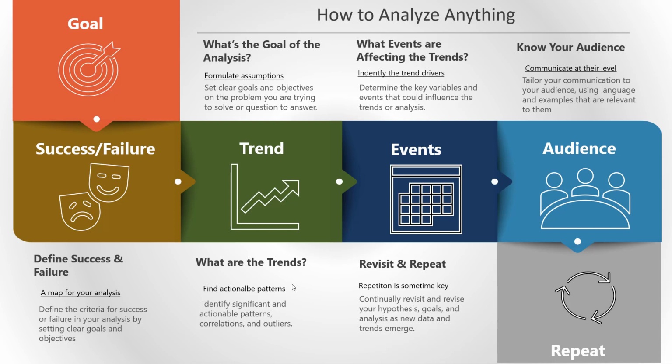Then we want to understand what are the trends. This is going to allow us to find actionable patterns and identify any significant correlations or outliers that may be important to our business. That leads to us knowing what events drove those trends. And that's going to allow us to look for those key variables in our data. Then we want to make sure we understand the audience that we're delivering our insights or results to and tailor our communication so that the audience knows and understands the language and examples that are relevant to them.